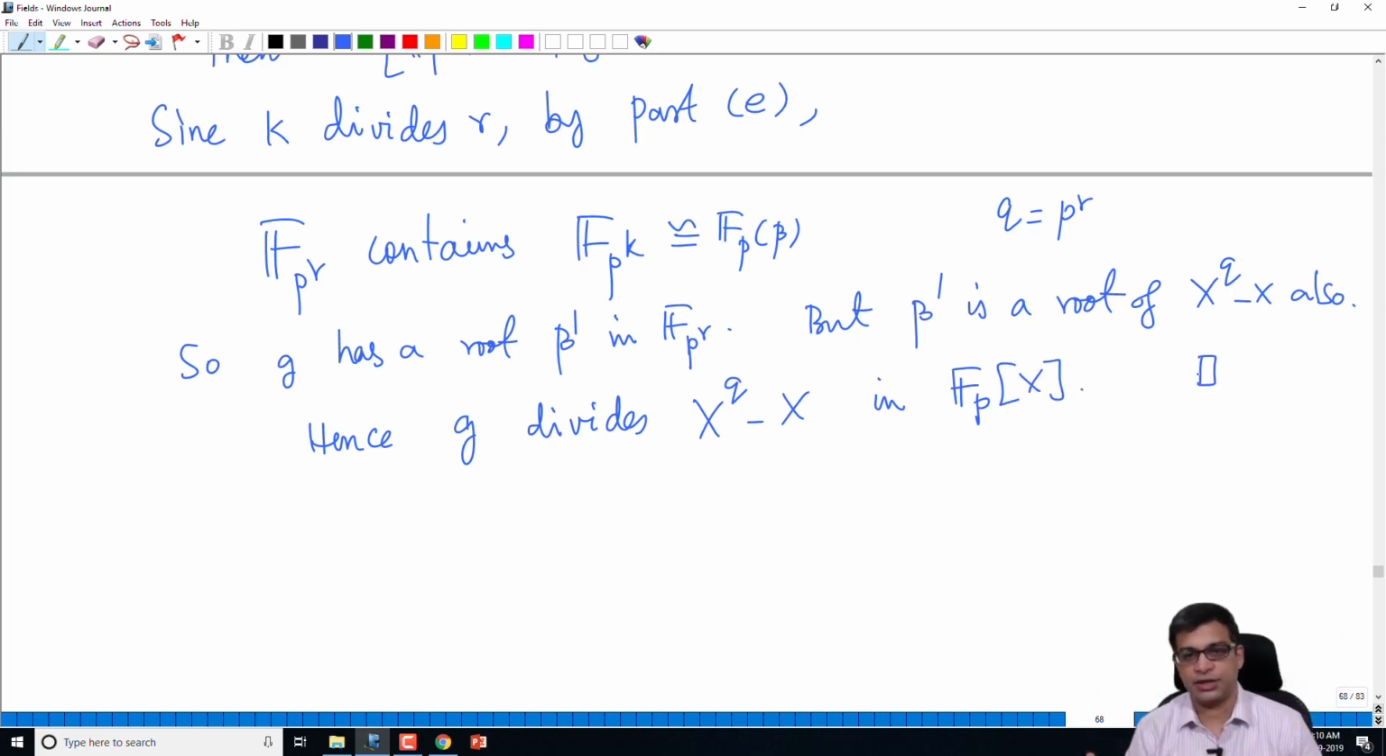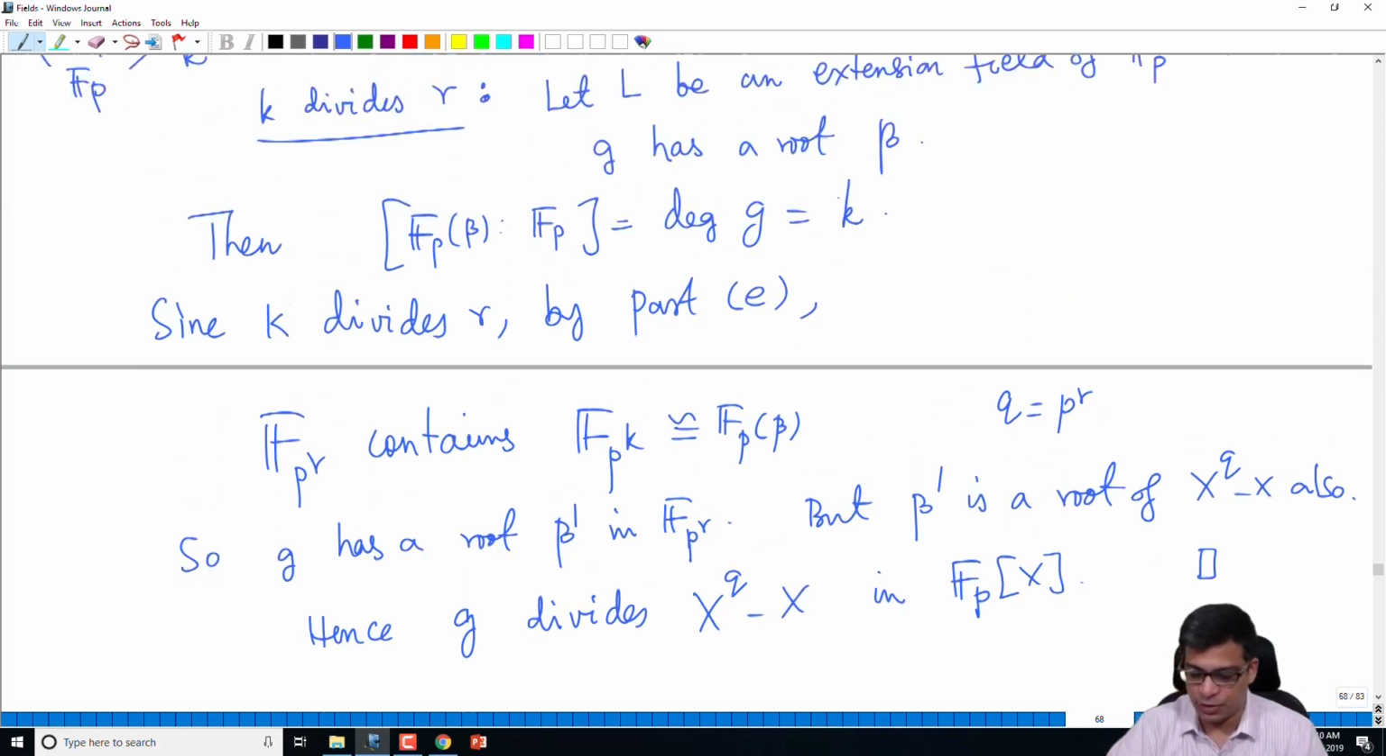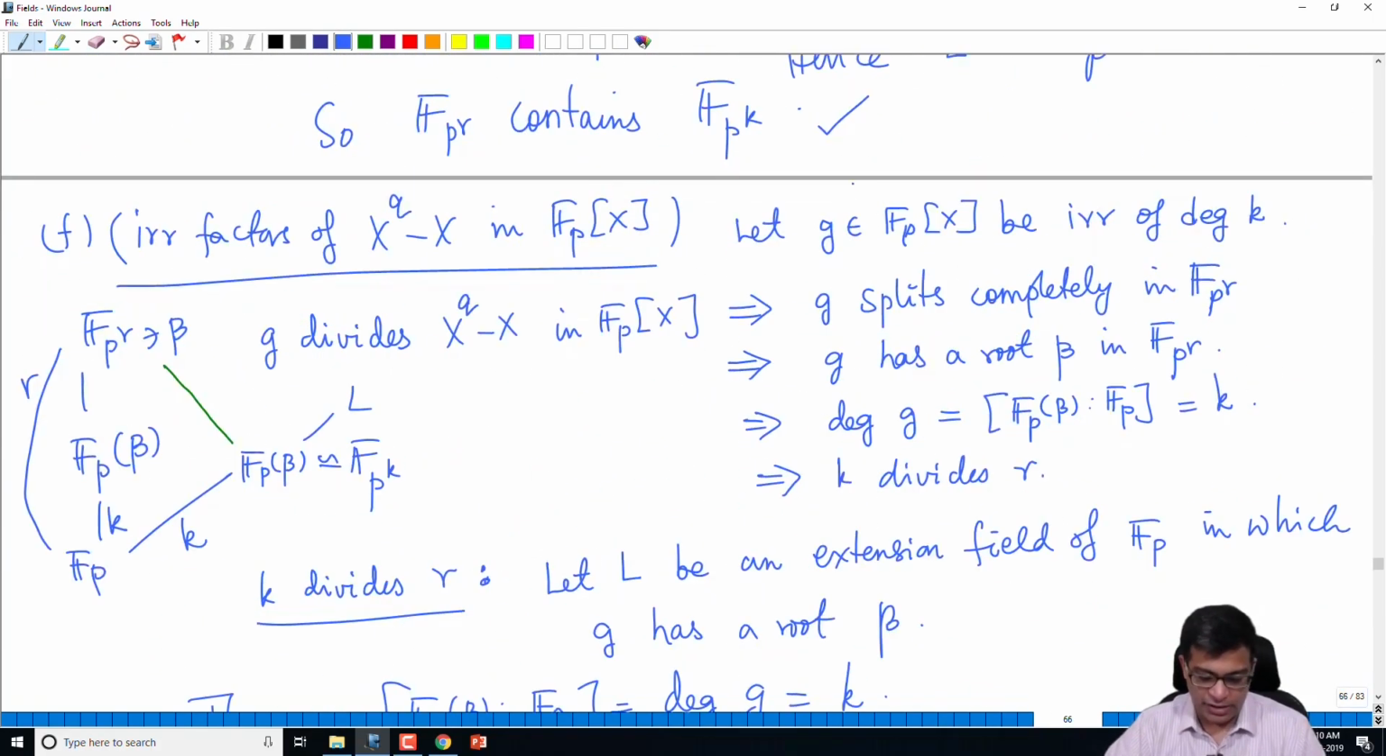Division: if you have a field extension and two polynomials in the smaller field, and if one divides the other in the bigger field, it divides in the smaller field also, because the division process doesn't keep track of which field you are working with, assuming you have started with the polynomials in the same base field. Okay, so that's an aside, but we conclude that G divides x^q minus x. So if k divides r, and G is an irreducible polynomial of degree k, it divides x^q minus x.